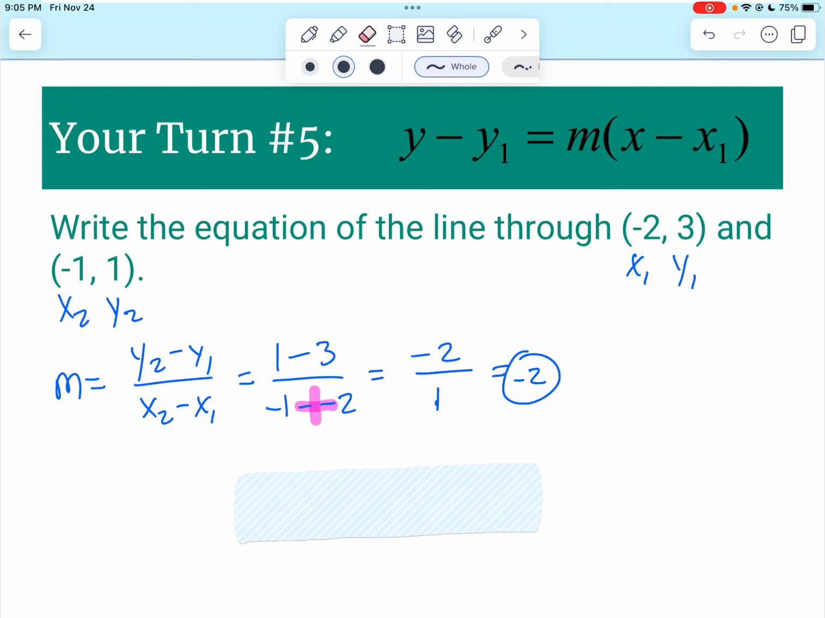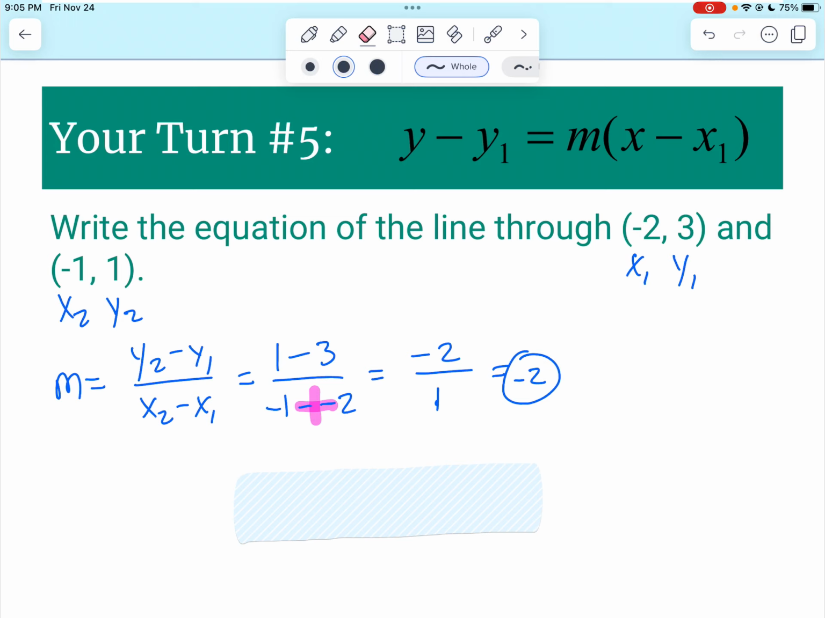Notice this pink highlighting here. I got a double negative. x2 is negative. I'm subtracting x1, which is also negative. So I'm subtracting a negative, that becomes a positive. So my slope should be -2.